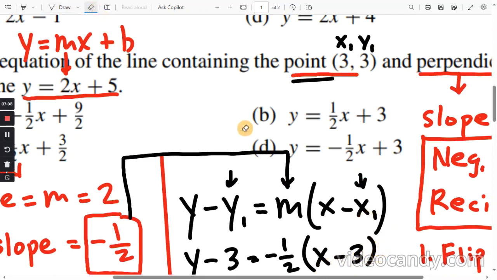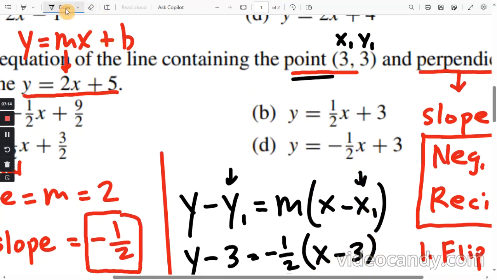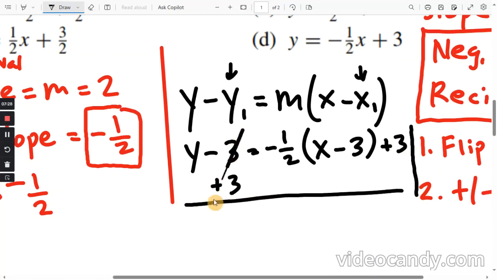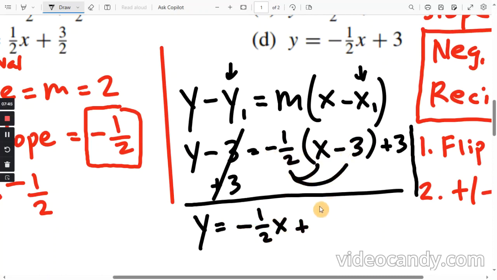Now, if you see the answer choices here, they're all y equals. So we need to solve for y. All right, so I'm going to do plus 3 on both sides. Three minus 3 cancels, and I have y equals, distributing negative 1/2 times x, and negative 1/2 times negative 3. Negative times negative is positive, and 3 divided by 2 is going to be 3/2, and plus 3.